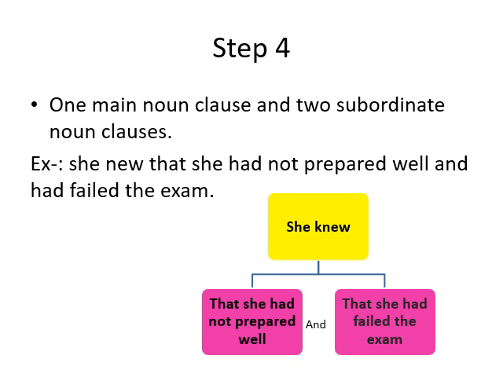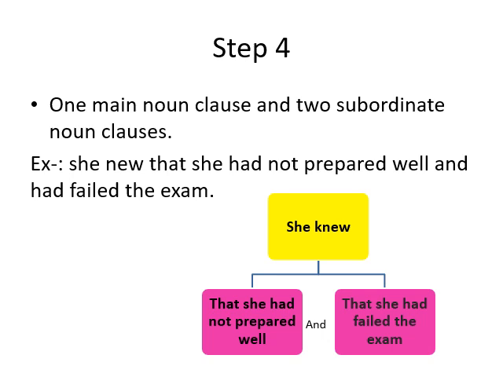Now you can see that had not prepared well and had failed the exam are organized in a horizontal level because both are at the same level. They are linked with and. So the subordinate noun clauses are of the equal rank, but they are dependent on the main noun clause she knew.